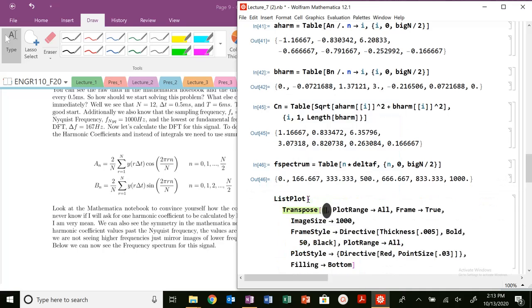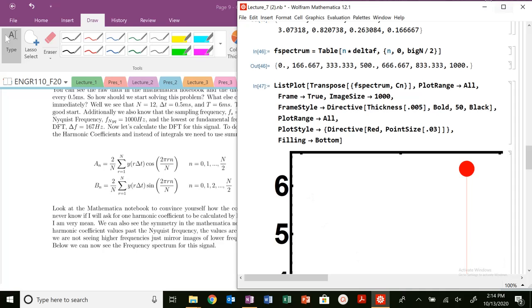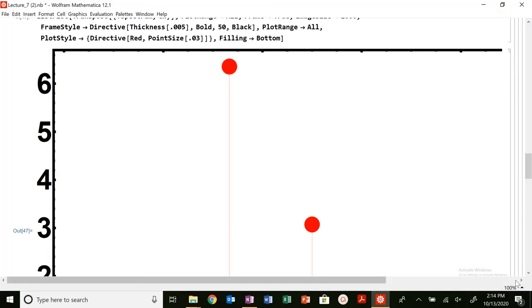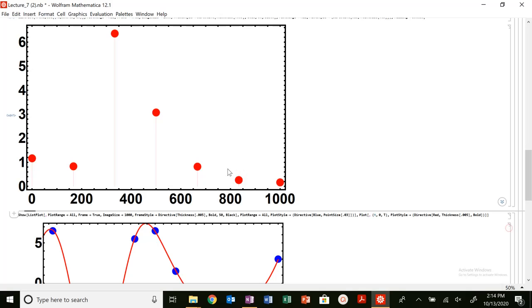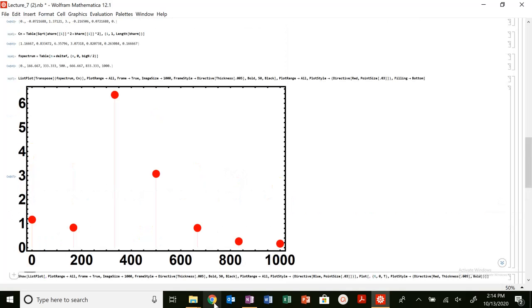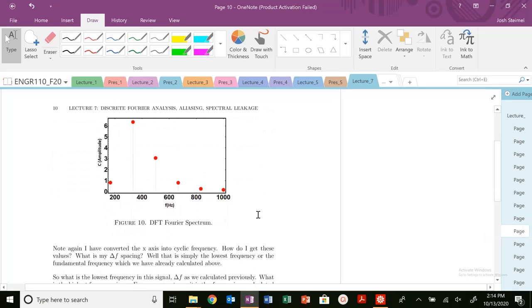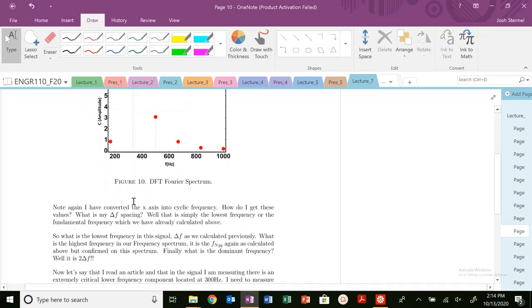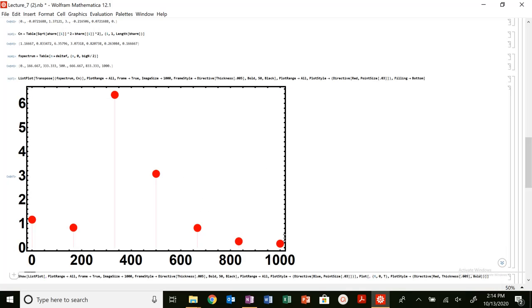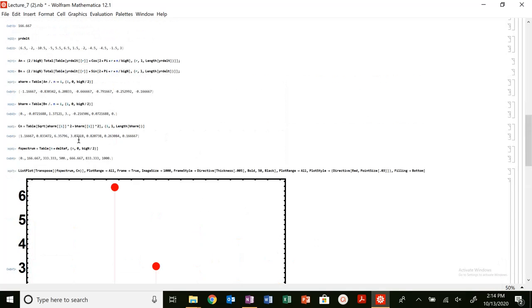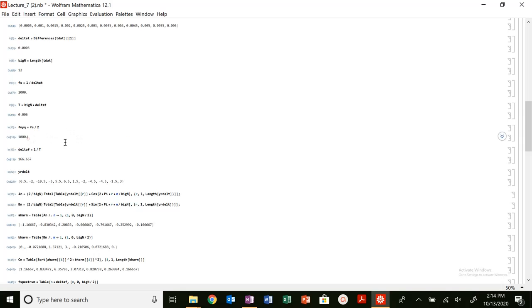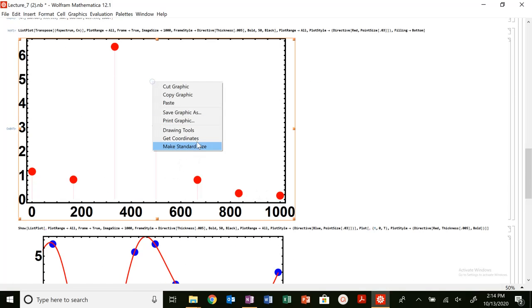Let's transpose our F spectrum and then our Cn, plot that up, and see what we've got here. Zoom out to 50. And we have a frequency spectrum, just like we see in the notes right here. From this plot, we're changing it into cyclic frequency just like we've done previously, and all that's changing is your Nyquist frequency. Highest frequency is 1,000. What was our Nyquist frequency at the beginning of this? 1,000 hertz right here.